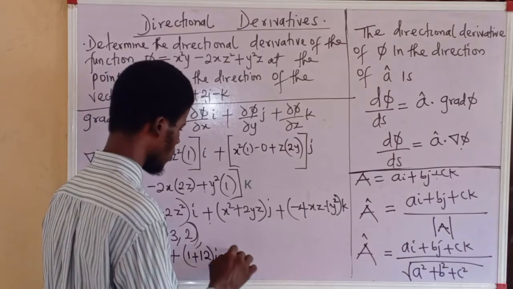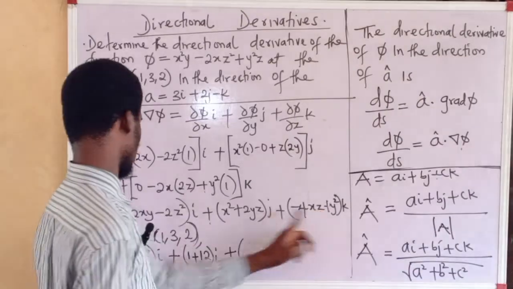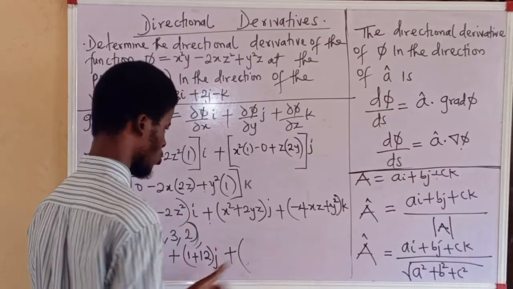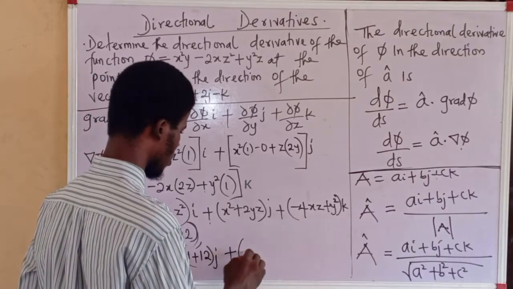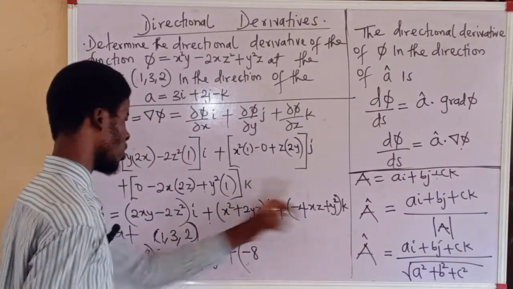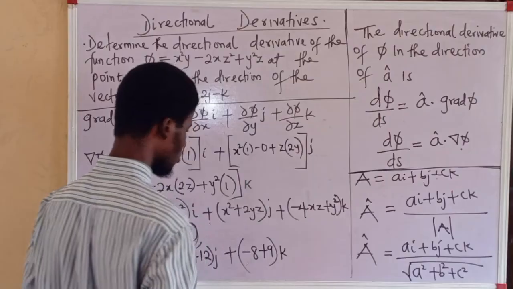Alright, I hope you are following. x is 1, z is 2. So 1 times 2 is 2, times minus 4 is minus 8. Then y squared, which is 3 squared, is 9. So plus 9 times k.